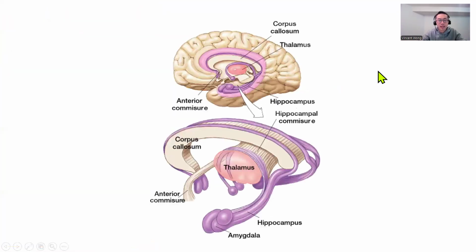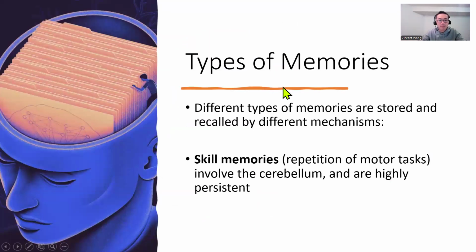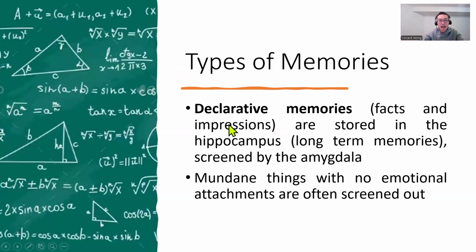Anyways, types of memories. We talked about skill memories. These are repetition, motor skills involving the cerebellum. They are very persistent. They don't go away. If you don't ride your bike for 10 years and I give you a bike, you probably will be able to pick it up very quickly. But other memories that require you to remember factual things are called declarative memories.